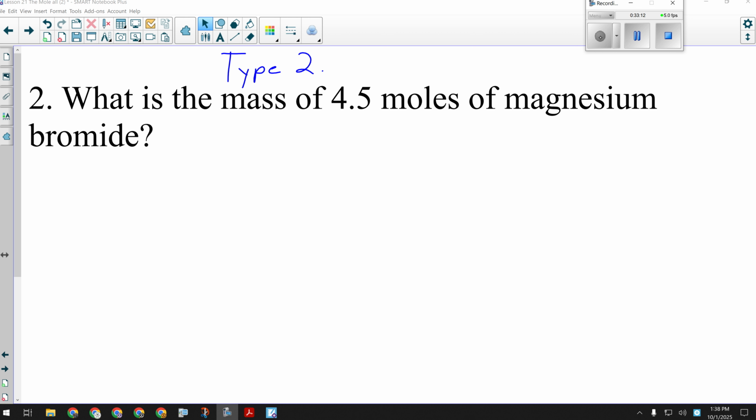Okay, so in this one here, they want to know the mass. Which part of the mole equation is mass? N, little m, or big M? Little m, right. Okay, so in this one, we're looking for little m. They tell me I have 4.5 moles, so they gave me N, right. And they told me the material. It's magnesium bromide, but they wrote it in words.